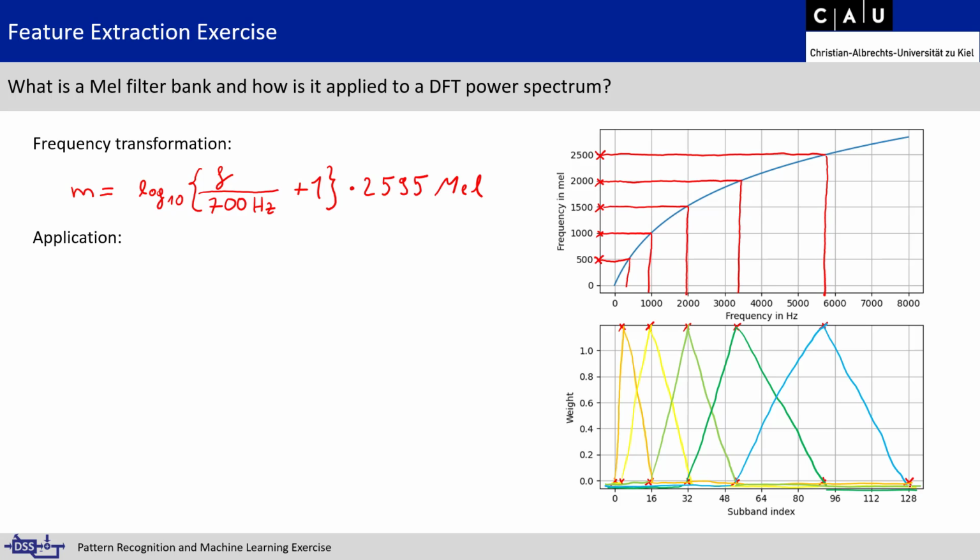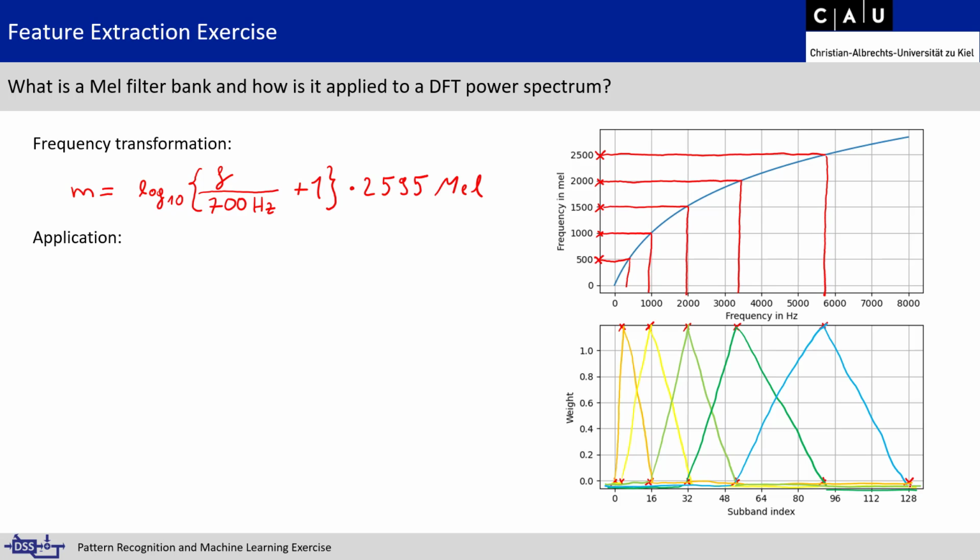But when I would go to the application, I would actually normalize those triangles by their area or by the number of subbands on the Hertz frequency scale contained in them, and I would normalize them by that number. But here, we'll just stay with that. And the question that remains now is how do we actually apply those filters to a DFT power spectrum? Because for now, we've just drawn some funny triangles, basically.